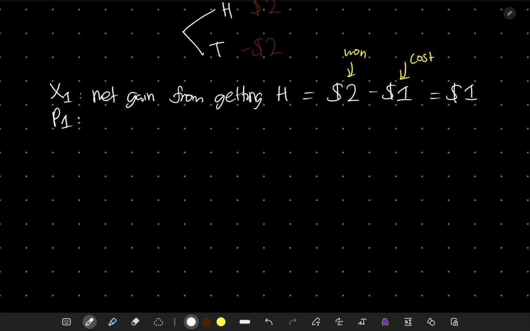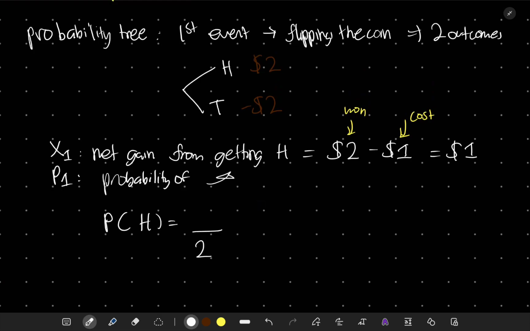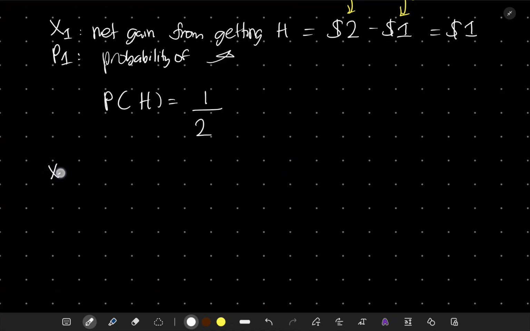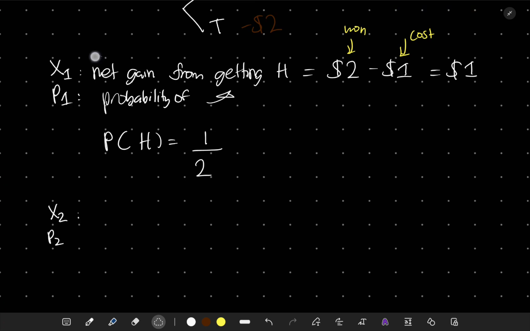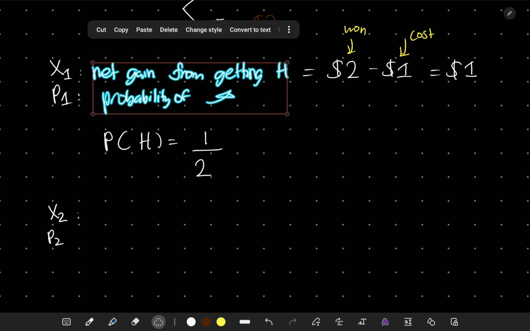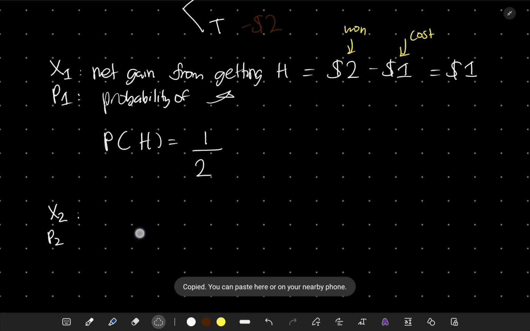Let's find out what P of 1 is. That is the probability of getting heads on a coin, so I'm going to write P of H. Well, there are 2 total outcomes on a coin, as I can see in the probability tree, and how many is heads? Only 1. Okay, so I figured out what x1 and P of 1 are. Now I have to think about x2 and P of 2, so I'm just going to copy this because I'm getting a little lazy to write.